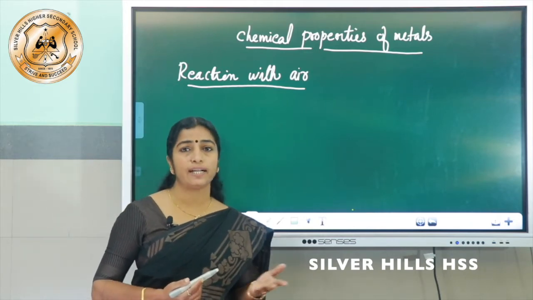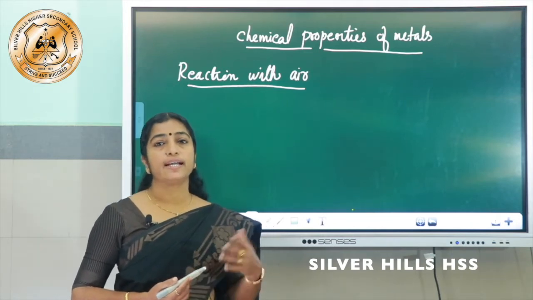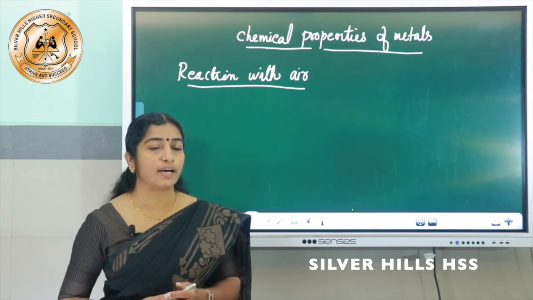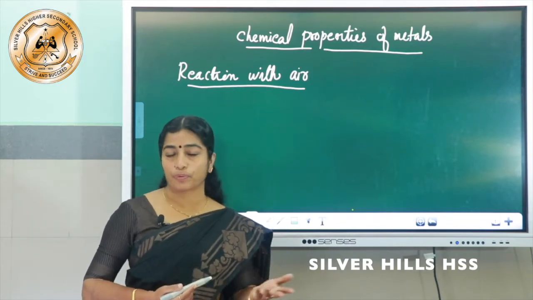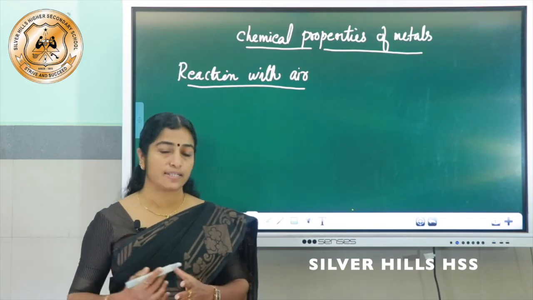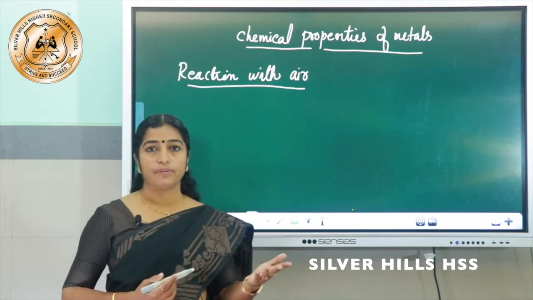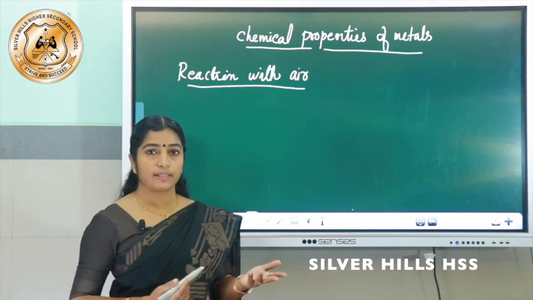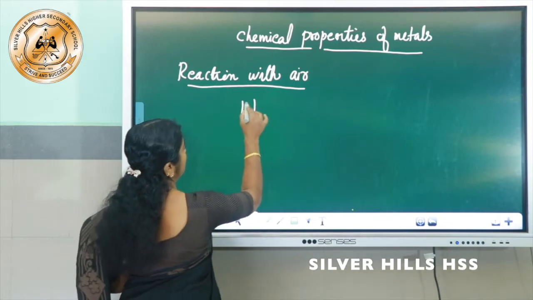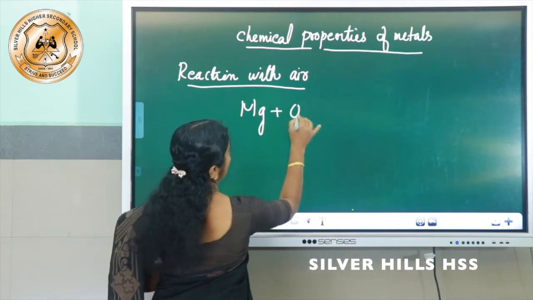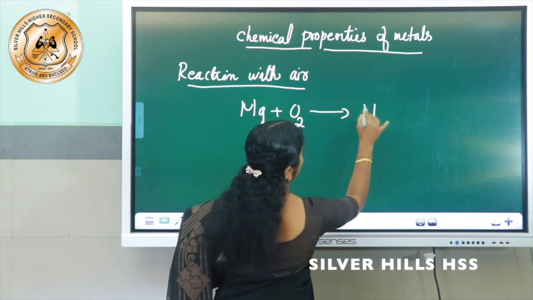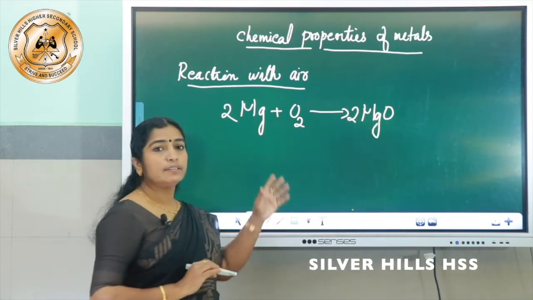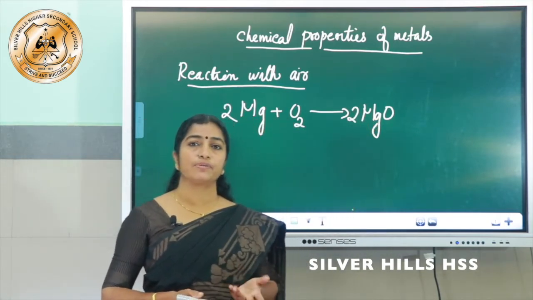Sodium is highly reactive, so it reacts with the components present in air, oxygen, moisture, and carbon dioxide, to form new products. As a result, it gets tarnished. Like sodium, magnesium also reacts with the air. Magnesium reacts with the oxygen present in the air to form magnesium oxide. As a result, the metallic luster of magnesium is also lost.